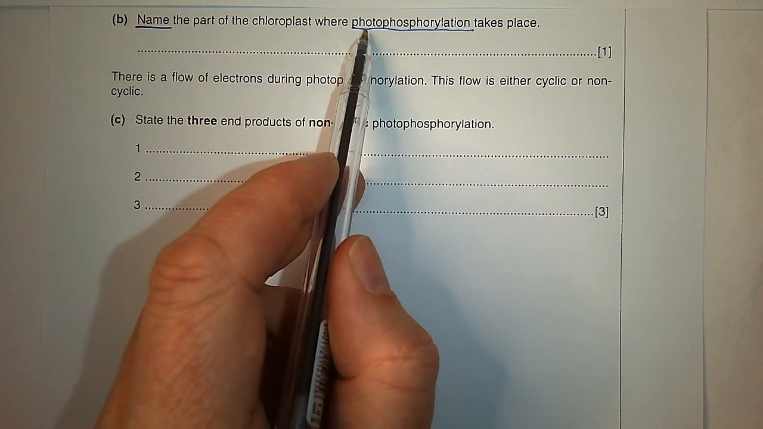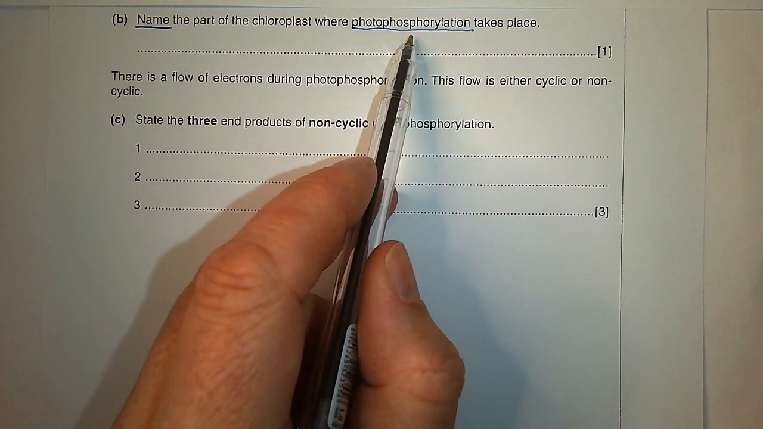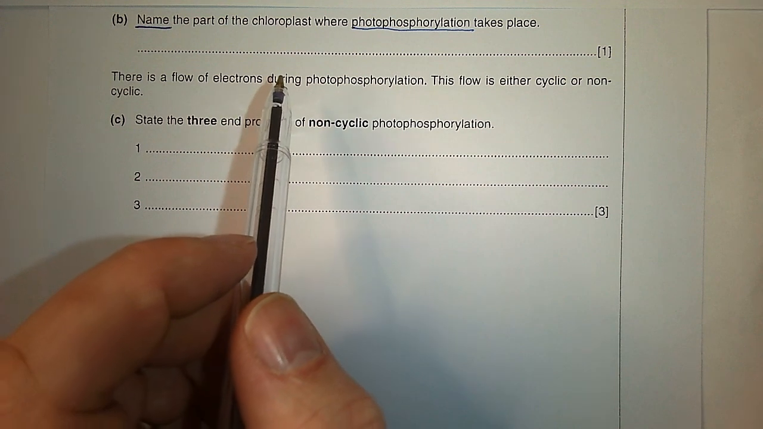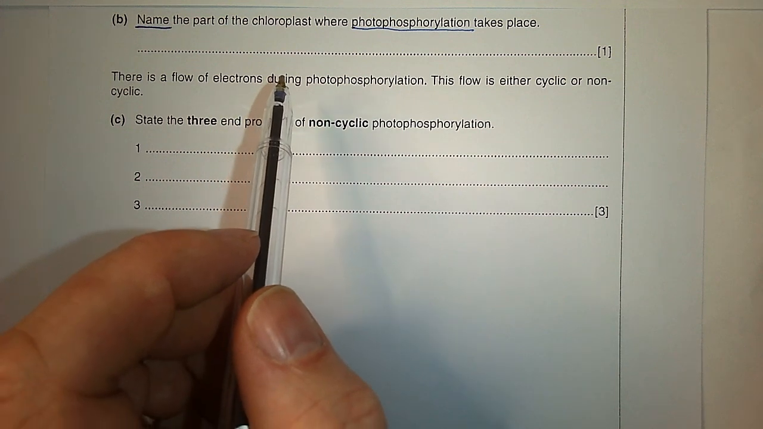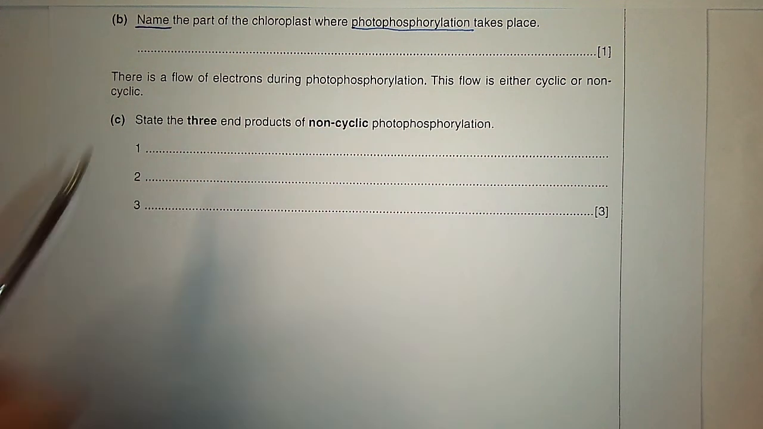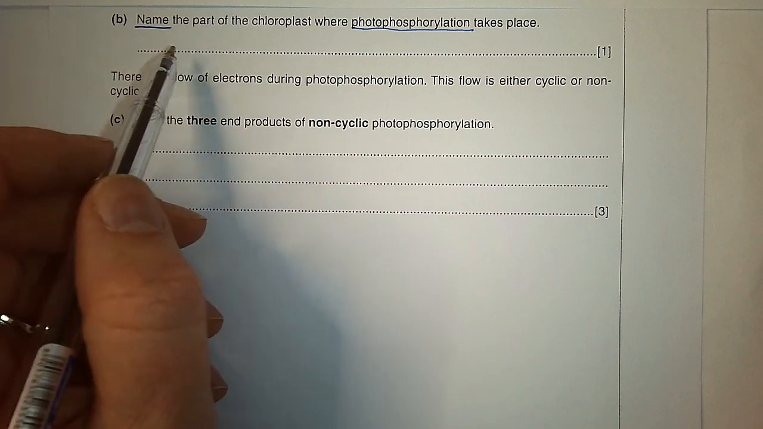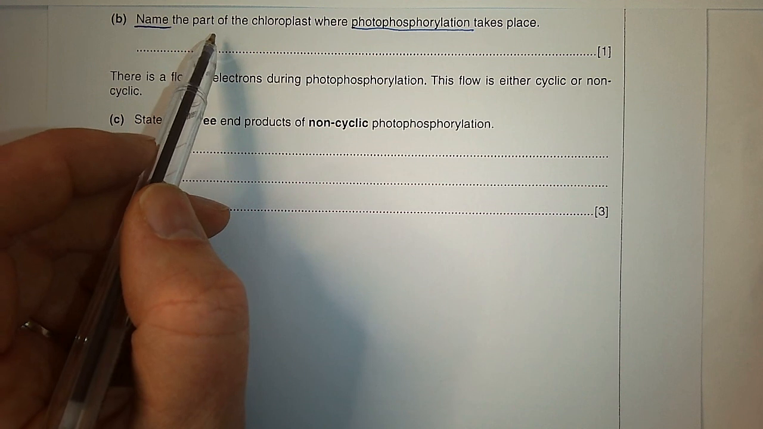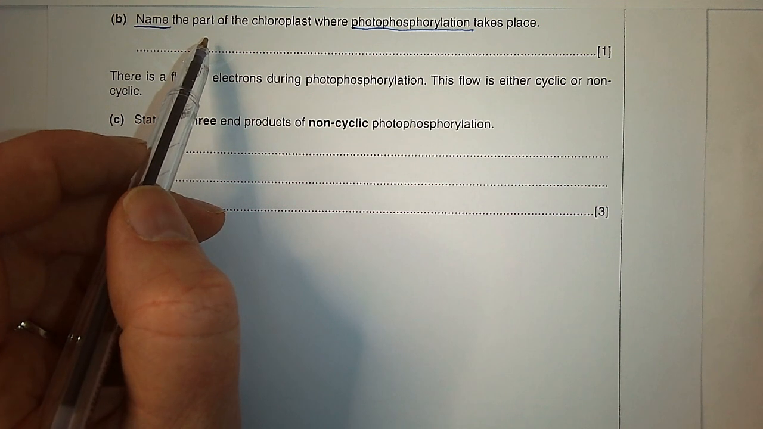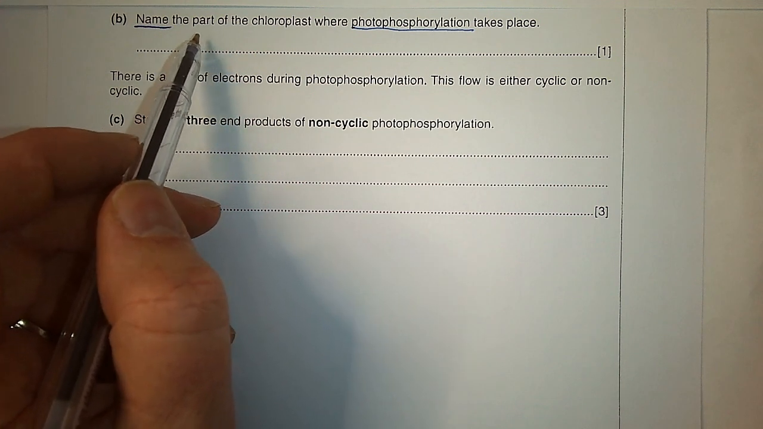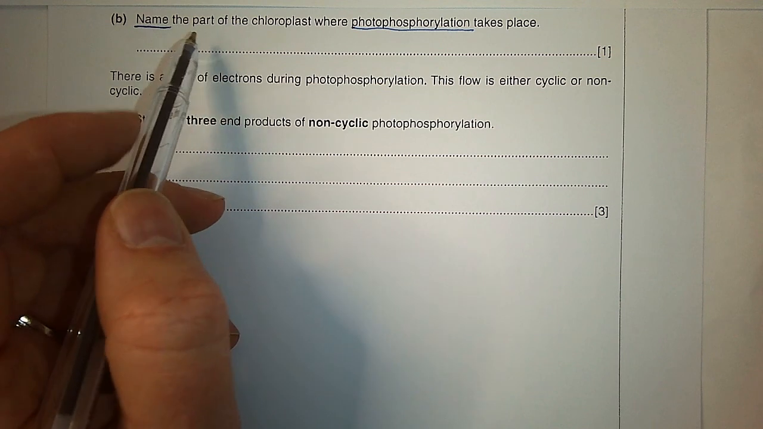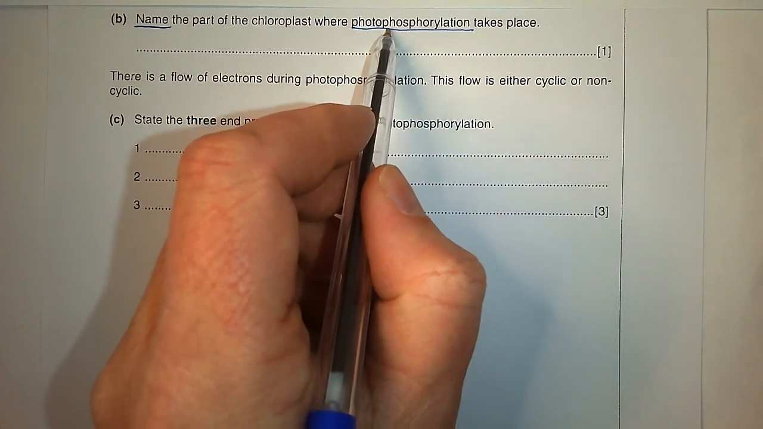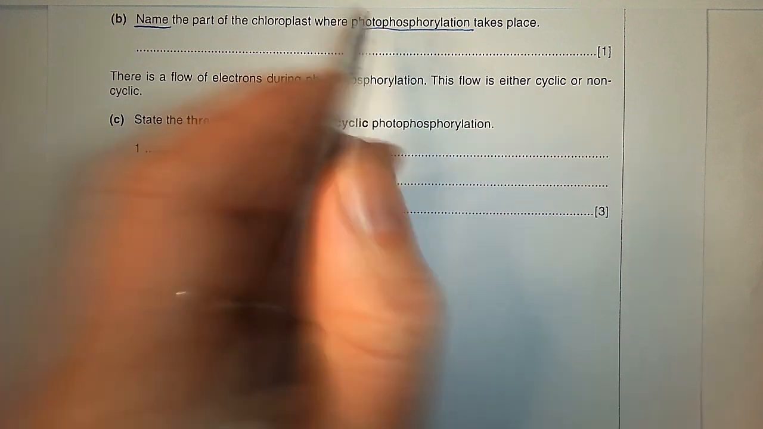So that's using light to add phosphorus to produce ATP. So the name of the part where that takes place, it obviously takes place in the photosystems, photosystem 1 and photosystem 2. There's two different types of phosphorylation, cyclic and non-cyclic. We'll come on to that in a minute.